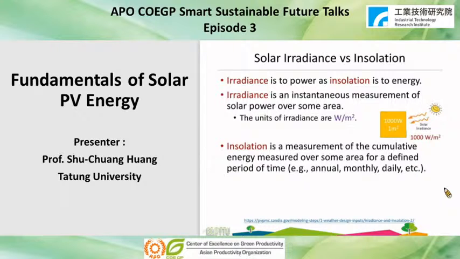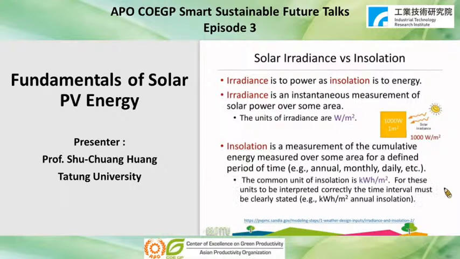Insolation is a measurement of the cumulative energy measured over some area for a defined period of time. So, for example, you can have daily insolation, monthly, or even annual insolation. And the common unit is kilowatt hour per meter square. Of course, the period has to be specified, just as I mentioned, maybe daily, monthly or annual.